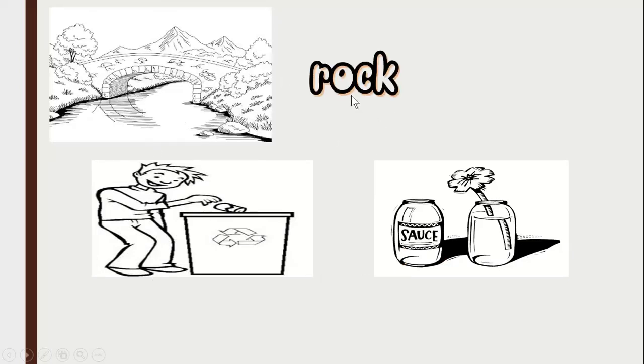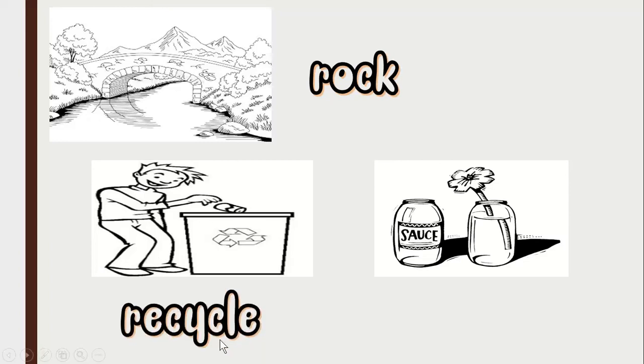Again, rocks are used to build things. Just like the picture, they use rocks to build a bridge. You can also use rocks to build houses, malls, schools, hospitals, and many other buildings. And how do we save or protect the natural resources?